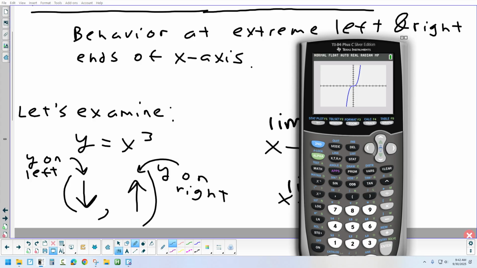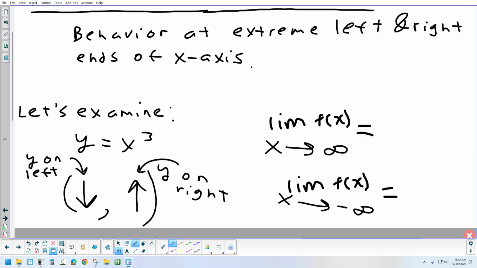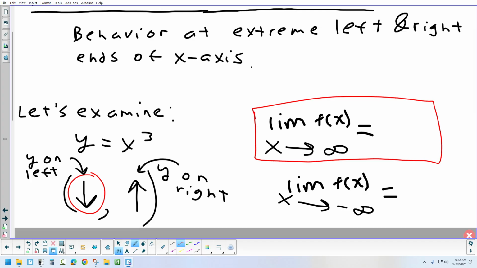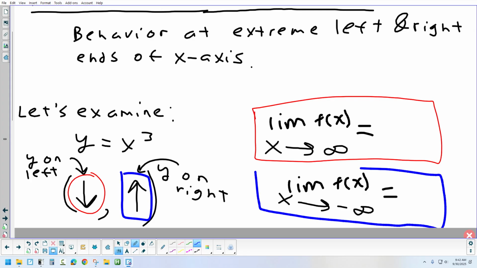There are only four different options for polynomials. You can have down-up, up-down, up-up, down-down. Those are the four different things that can happen. This arrow I'm going to describe in a different way right here. And then I'll do this arrow right there.